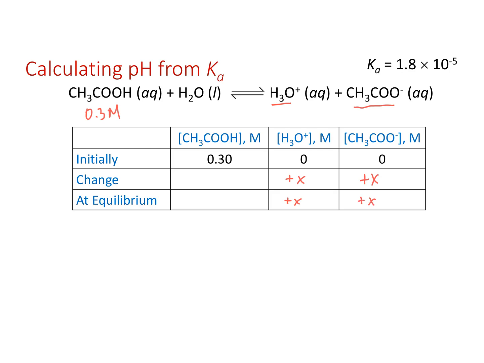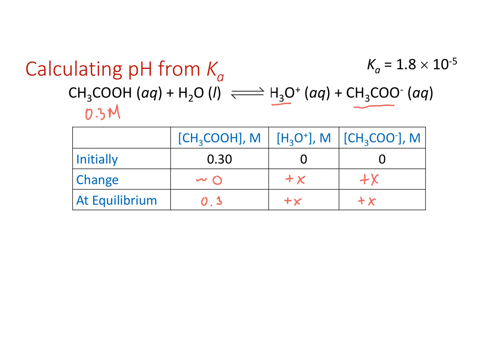We can make the same assumption because this is a weak acid. We can say that there's going to be such a small concentration of this that actually ionizes that our initial concentration will be very nearly equal to our equilibrium concentration. There'll be 0 change in concentration. So 0.3 will be our concentration at equilibrium as well.